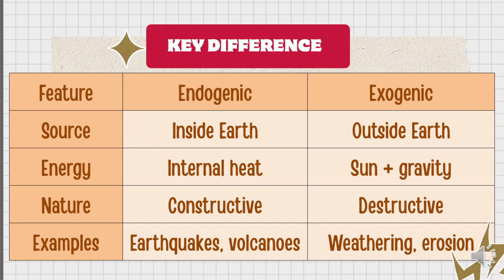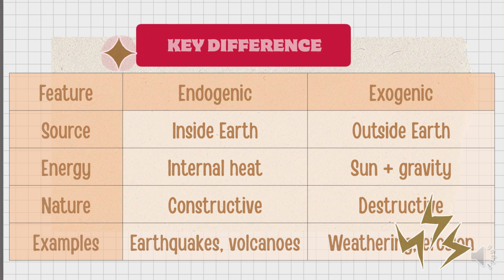Exogenic processes happen on the Earth's surface. They are caused by external forces like water, wind, ice, and gravity. Examples: erosion, weathering, landslides. Effect: they usually break down or wear away landforms.